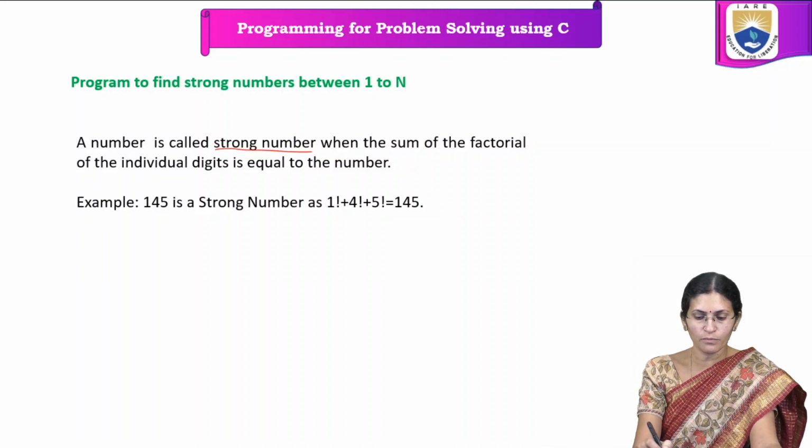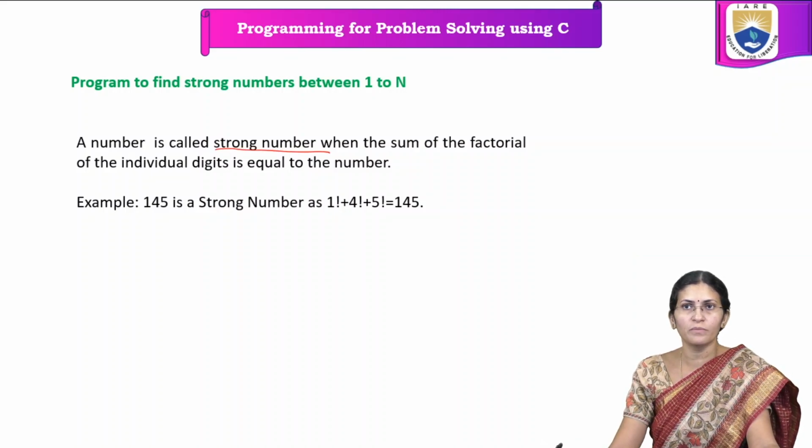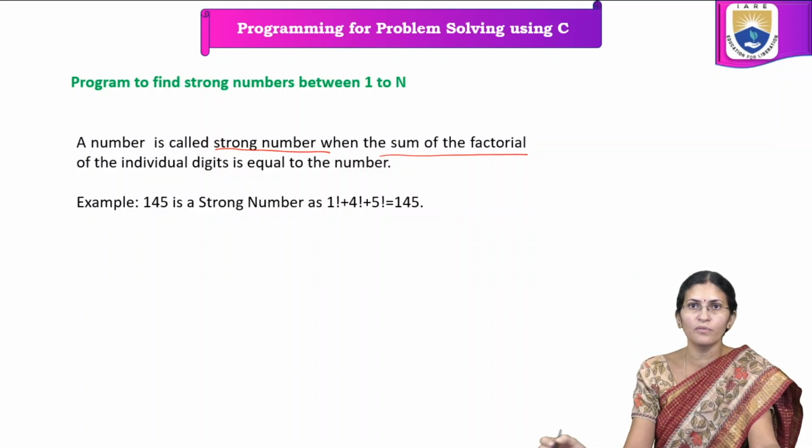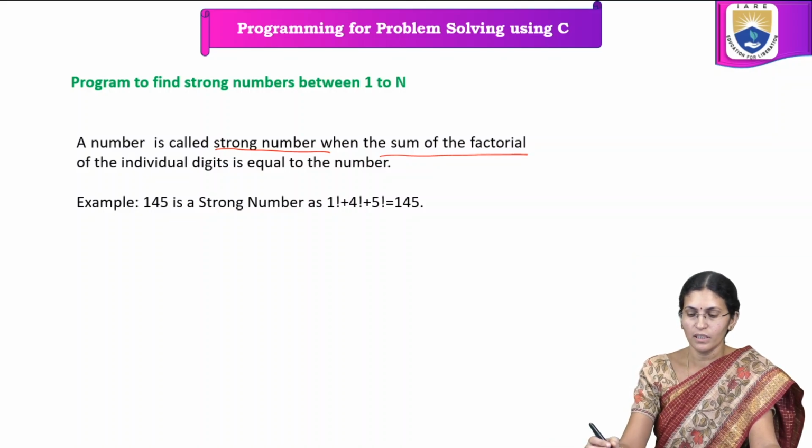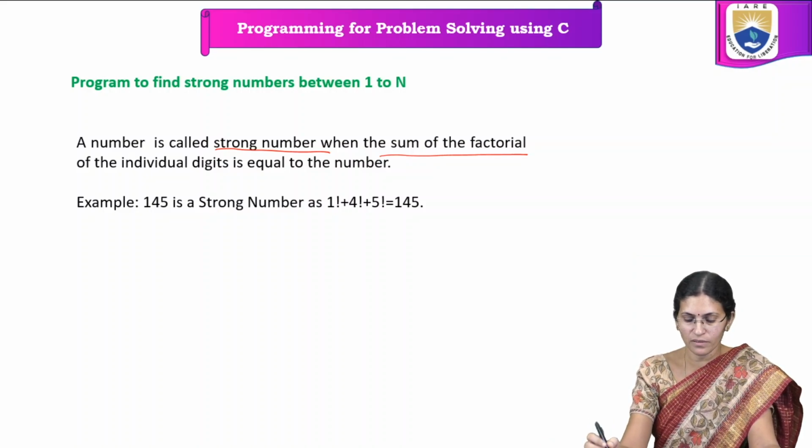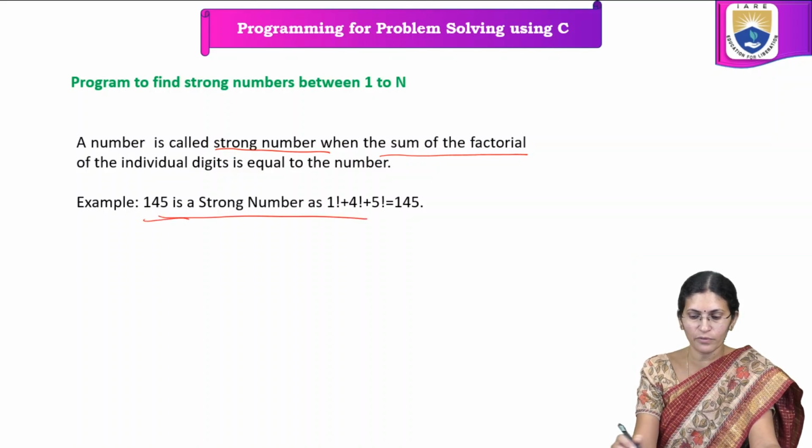So what is a strong number? First we'll see the definition of strong number. A number is a strong number when the sum of the factorial of individual digits is equal to the number. Suppose we have the number, same number. For example, consider this 145.